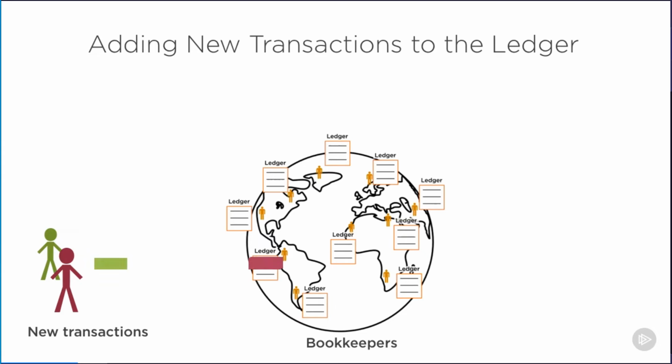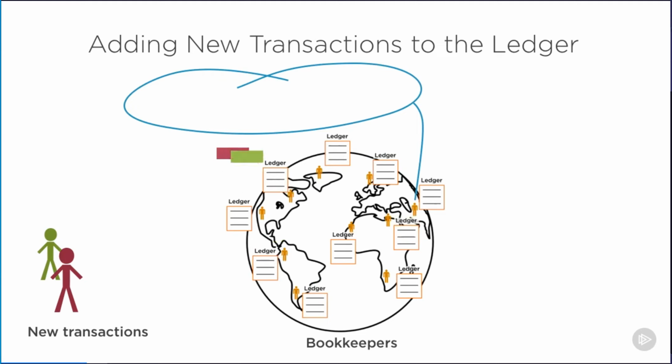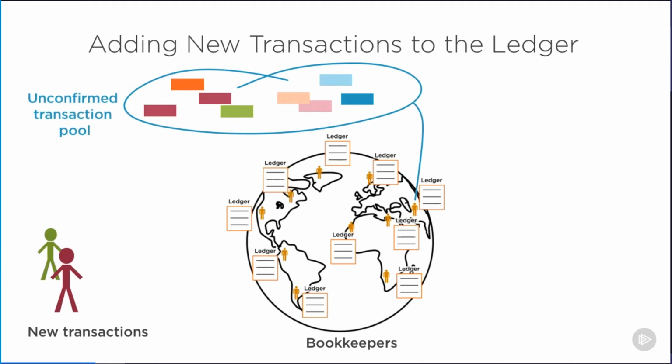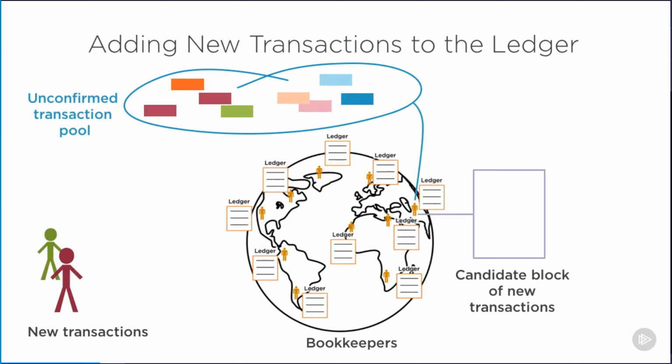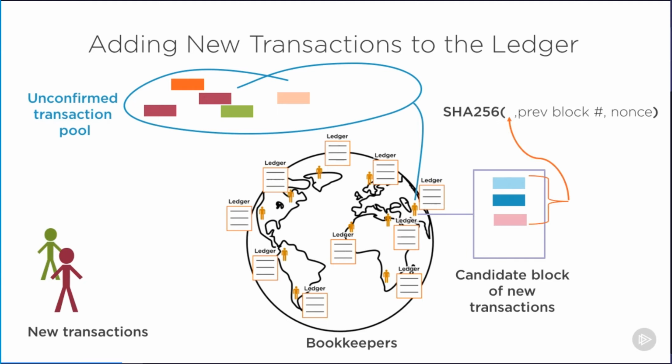As new transactions are created, they are forwarded around the network but not considered accepted into the official record yet, and are instead placed into a pool of unconfirmed transactions. Bookkeepers draw from this pool to create a candidate next set of transactions to be officially accepted, called a block. The full text of all those transactions is then input into the hash function, along with a previous block's hash and a random number called a nonce.